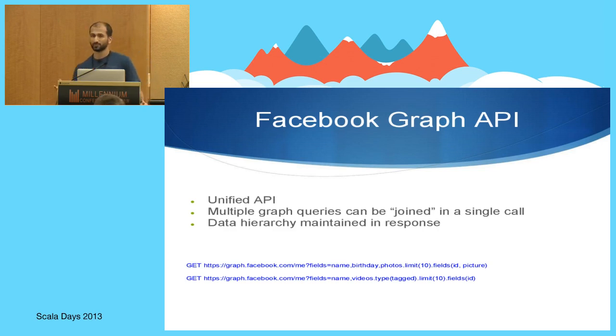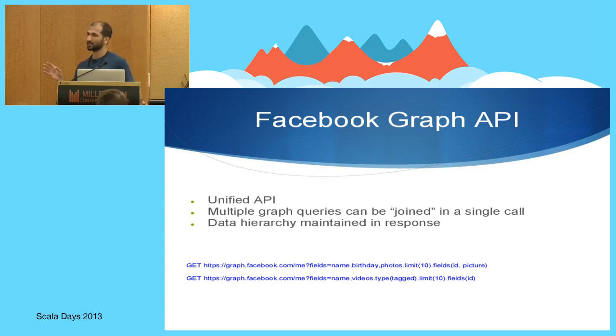Then, as I said before, we wanted to have this unified API that was also flexible, similar to how the Facebook API works. And the idea is that you have these graph queries that can be joined. And once you join them, you can return them in a single call, but you maintain the data hierarchy.